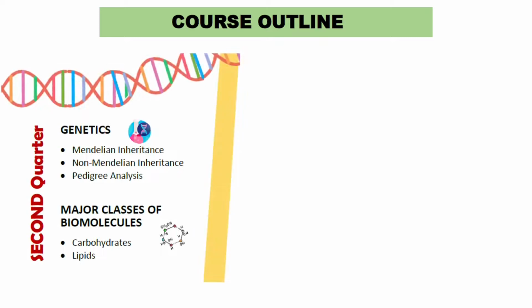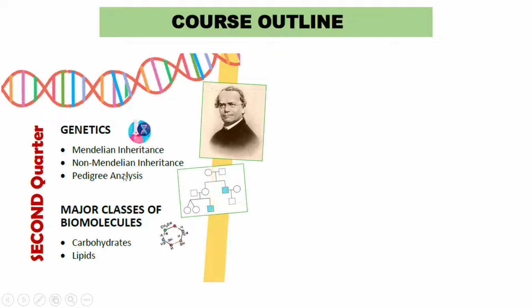Continuing with our course outline, for the second quarter, we will deal with genetics, particularly Mendelian inheritance, non-Mendelian inheritance, and pedigree analysis. This will be a very interesting time of discussion. After talking about genetics and how traits are passed on from the parents to the offspring, we will also be talking about the major classes of biomolecules, starting with the first two, which are carbohydrates and lipids.